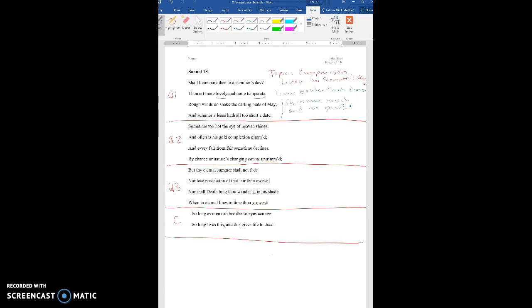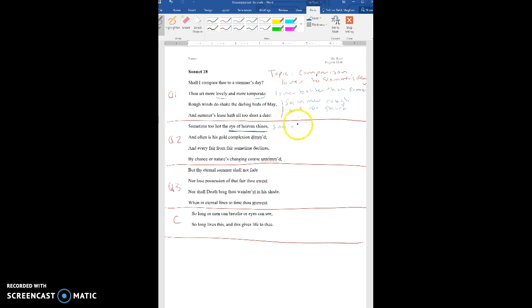And when we move into quatrain 2, we know that in quatrain 2, the wonderful thing is that the author is going to be expanding upon this idea. So if our topic in quatrain 1 is a comparison, quatrain 2 is going to expand that comparison. Sometimes too hot the eye of heaven shines. What do you think the eye of heaven is if it's shining? This is going to be the sun.